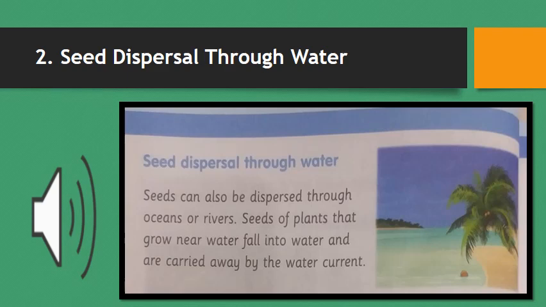What happens is that trees near the sea, river, or oceans drop their seeds into the water. It may be by the birds or by the wind. When the seeds fall into the water, what happens? They move with the flow of the water. They move with the water current. And then in this way, seeds are spread in our environment.